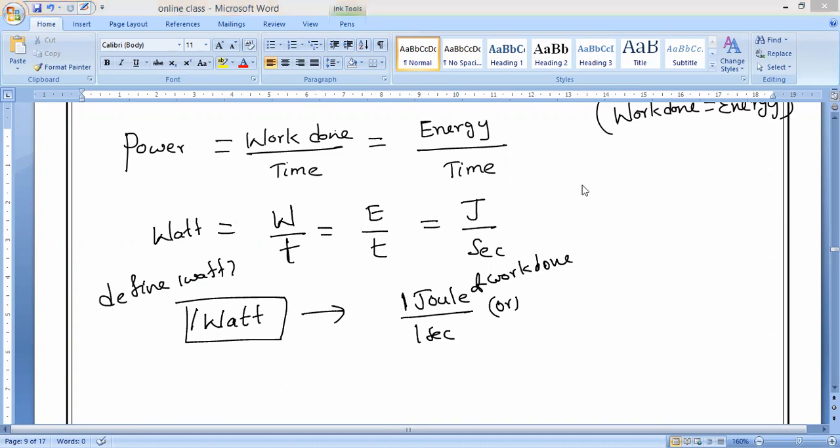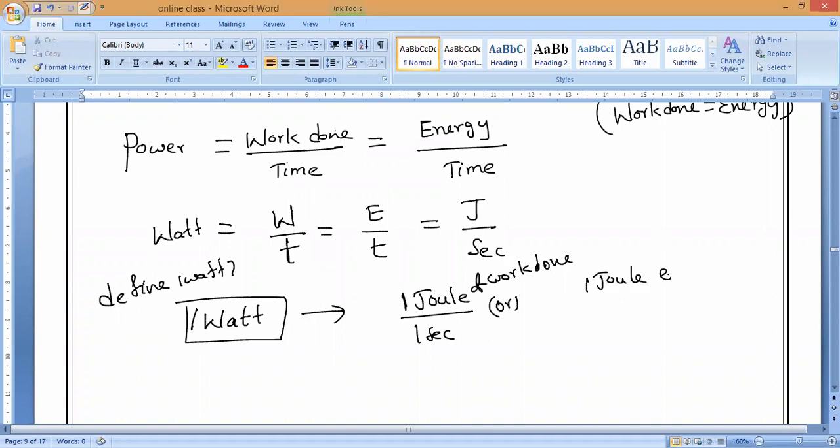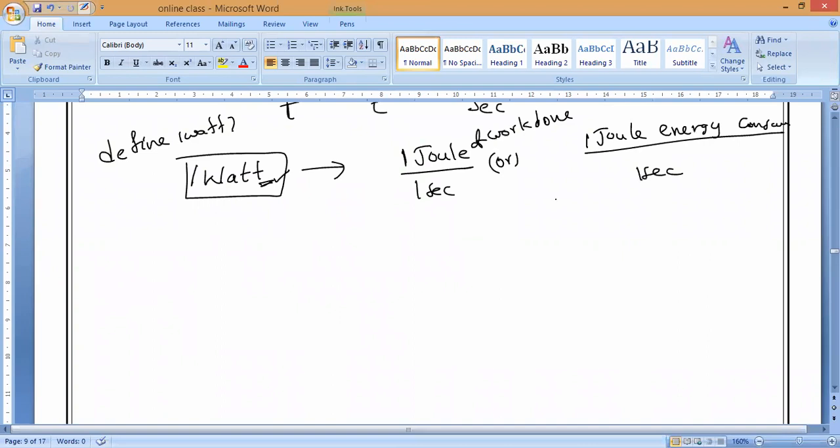1 joule of work done per 1 second, we call it 1 watt. Or else, what we can say, guys? 1 joule of energy consumed for how many seconds? Per 1 second. That is also what we call 1 watt. Understand? That is what you have to understand. So that is how we define 1 watt.